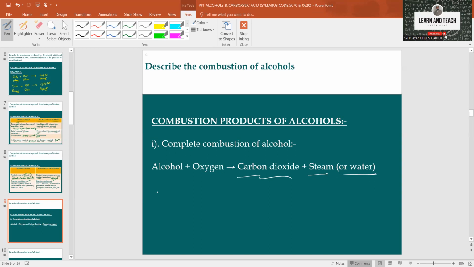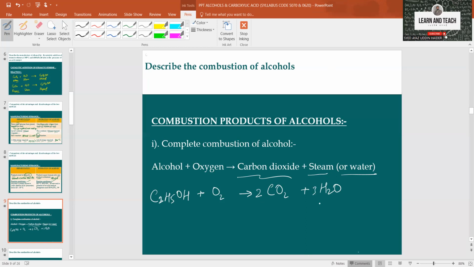For example, if you are combusting ethanol, you have C2H5OH plus O2 gives CO2 plus H2O. Now let's balance the equation. Carbon, I have to place 2 before carbon dioxide in order to balance the carbon atoms. What about hydrogen? It's 6 atoms on the reactant side. So I have to place 3 before H2O. So you have 3 moles of water.